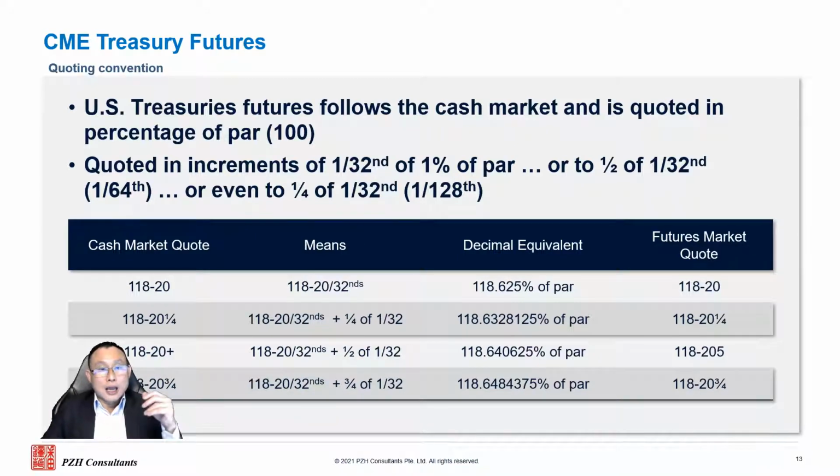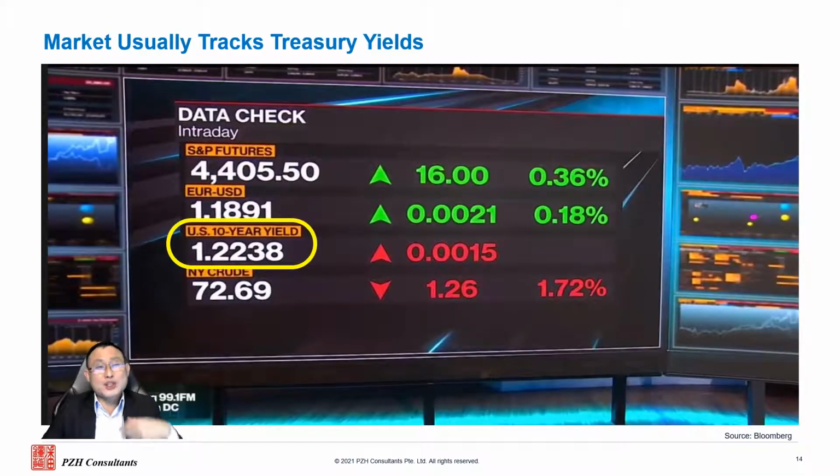And as we know, when we track interest rate, we track it in terms of the actual yield. US Treasury interest rate 1.22%, as this screenshot from Bloomberg TV shows. It's not as intuitive if we want to track the actual interest rate market via cash US Treasury prices or traditional US Treasury futures prices, because it's not quoted in yield. We have to do some calculation and conversion, and that's not something that you can do easily offhand.